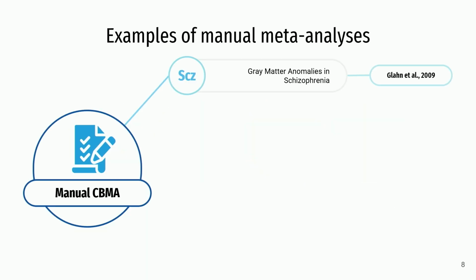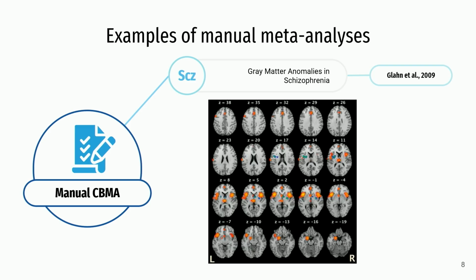So I want to give you some examples of different questions that you can ask with coordinate-based meta-analysis. So first, you can ask questions about, are there gray matter differences between different clinical populations? So here, I'm showing you Glahn et al. 2009, where they asked the question of, are there differences in gray matter between healthy controls and individuals with schizophrenia? And here you can see the red areas are showing increased gray matter volume in healthy controls.